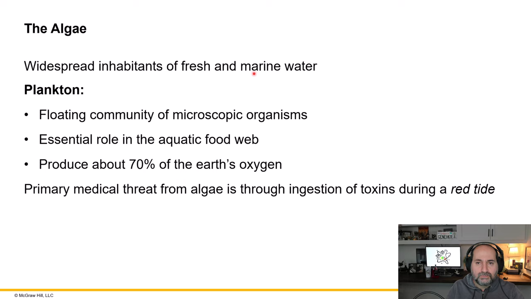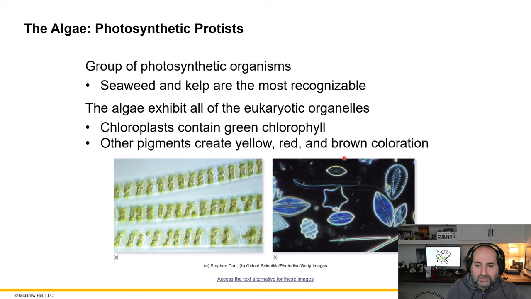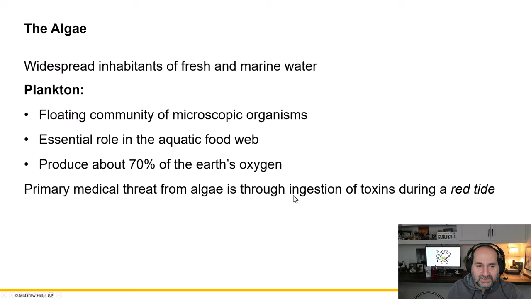Algae are widespread inhabitants of fresh and marine water. They are huge photosynthesizers on the planet. They produce about 70% of the Earth's oxygen. A lot of students think that plants and trees are responsible for most of the oxygen that's produced on the Earth and most of the photosynthesis on the planet. However, it's really this plankton, these microorganisms, that are producing the lion's share of that oxygen. And these diatoms are really central players in that oxygen production. So thank you to the diatoms for producing Earth's oxygen.